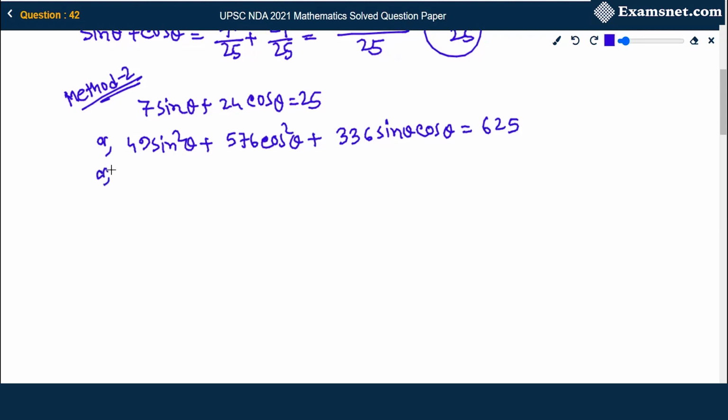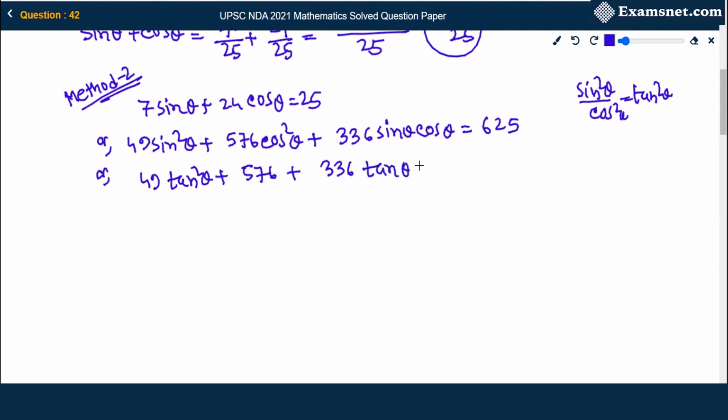Now let's divide both sides by cos square theta. If I divide both sides by cos square theta, it becomes 49 sine square theta by cos square theta, which would give us the value tan square theta, correct? So 49 tan square theta plus 576 plus 336 sine theta cos theta, which will get cancelled, and I will only be left with tan theta. Also 1 by cos theta will give me sec theta. Since here it is cos square theta, it becomes sec square theta.